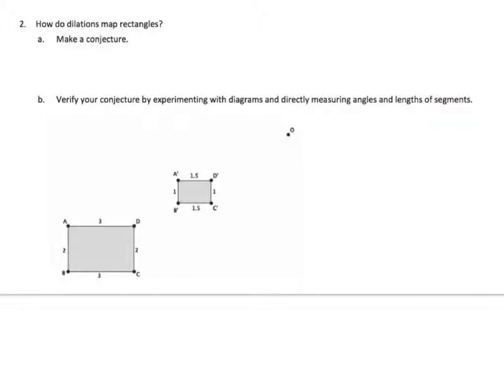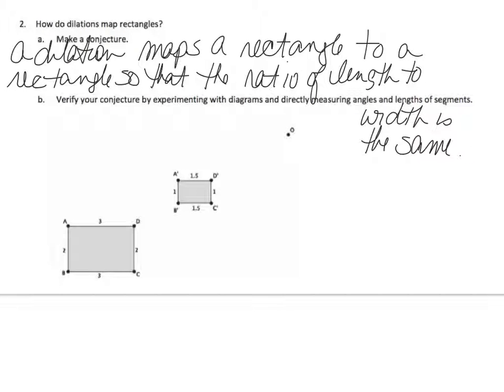Okay, so how do dilations map rectangles? Make a conjecture. So think about it. Okay, you think about it for a second. I'll write down the answer. So if you look at a rectangle, if you dilate it, so what we've done here is I've got my center of dilation. I did go smaller. Here's the pre-image and the image. A dilation maps a rectangle to a rectangle so that the ratio of length to width is the same.